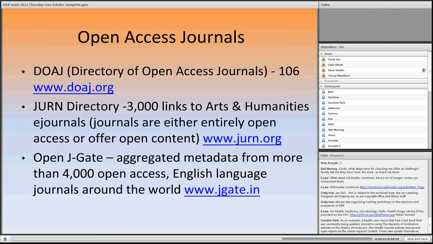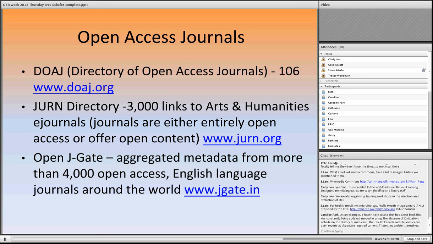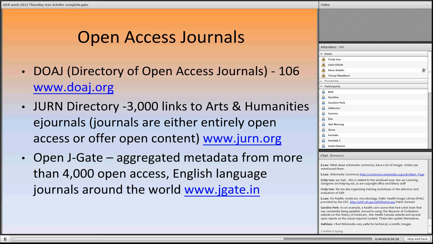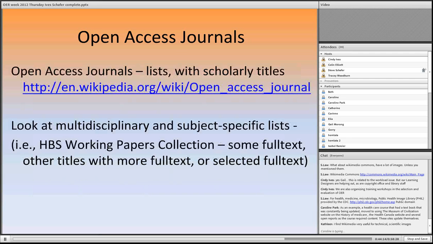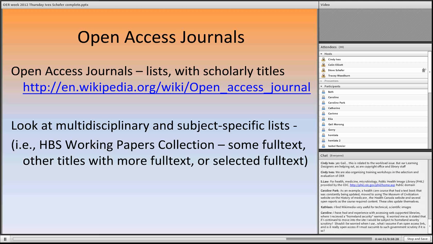Open access journals, this is a very scholarly site, and you'll find here access to journals, Journ directory, 3,000 links to art and humanities journals, OpenJGate. The whole point here is there's much activity in open access and scholarly publishing online. Under the Wiki Open Access Journal, two lists in addition to the main site here. They're multidisciplinary list and also their subject list.